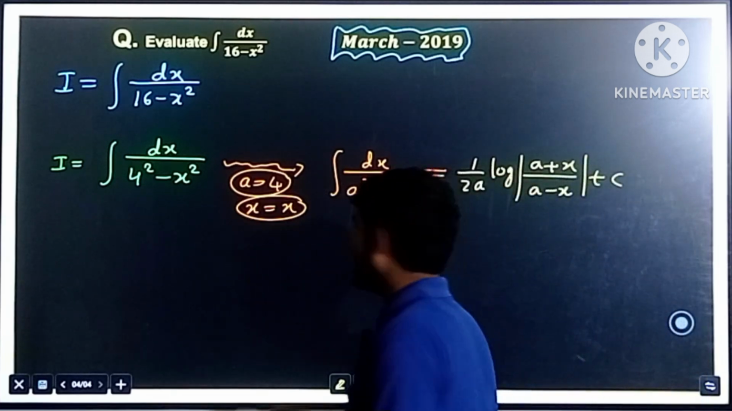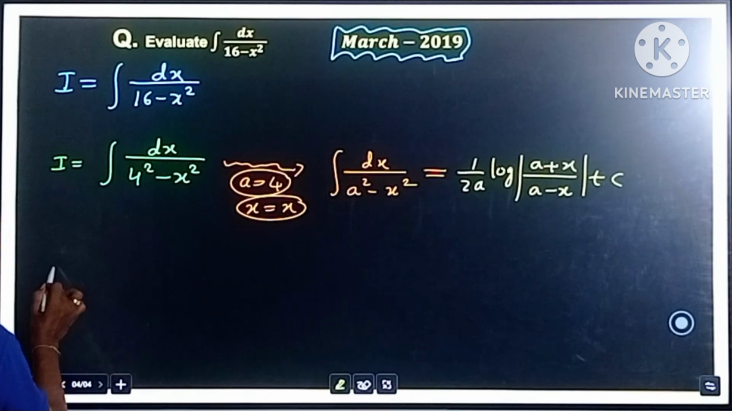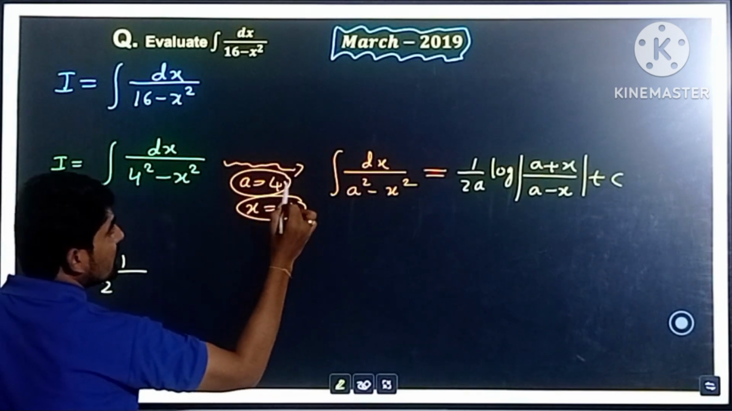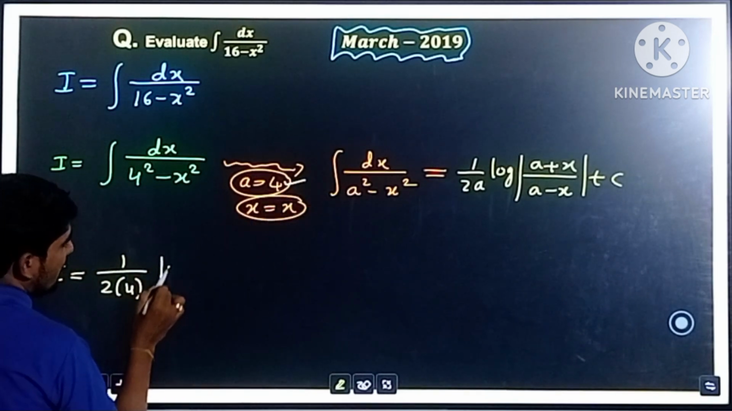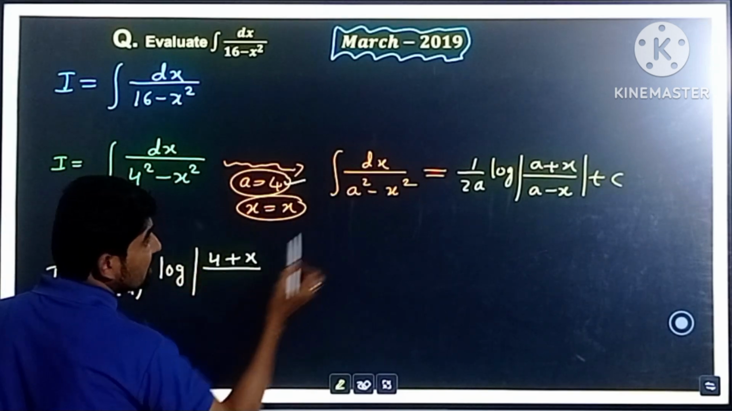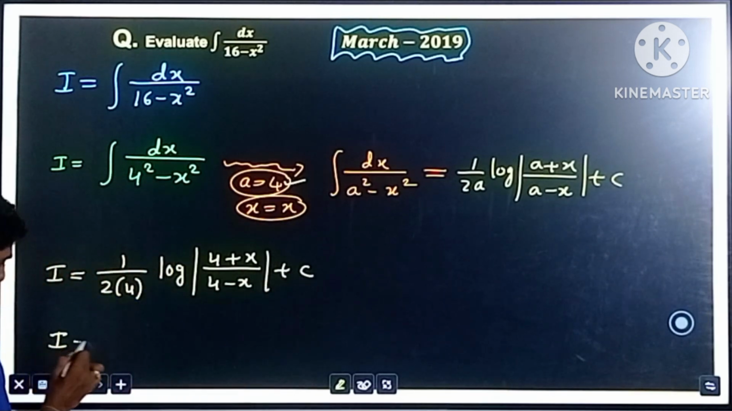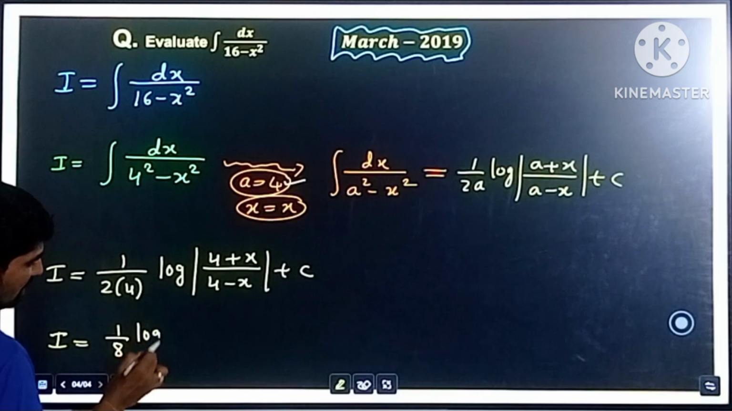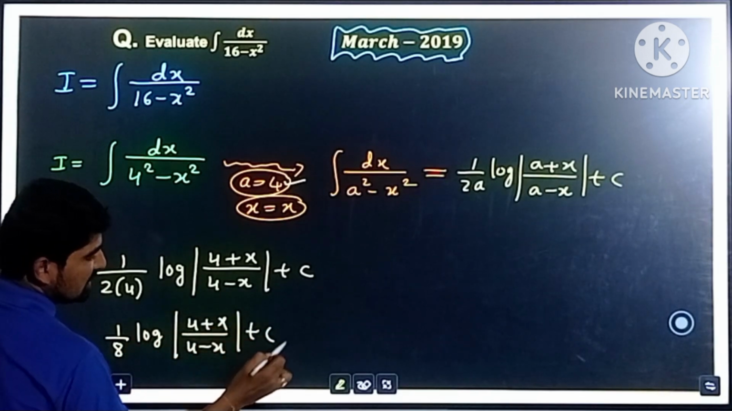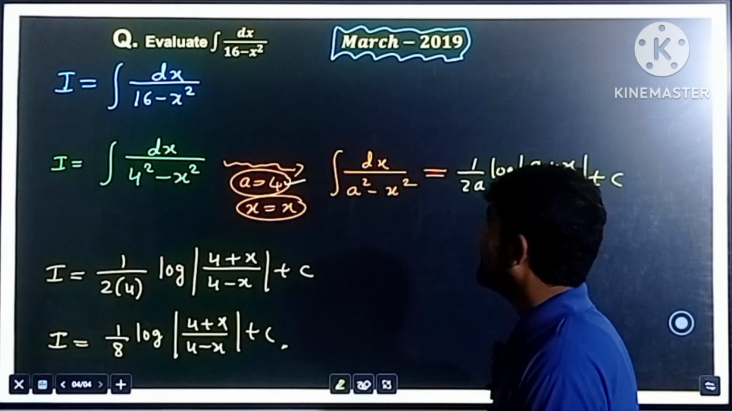So just substitute the value of a in this formula. That is the required answer for this given integration problem. So see here, I is equal to 1 divided by 2a, means 1 divided by 2 into 4, log of a plus x, means what? 4 plus x divided by 4 minus x plus c, or I is equal to 1 divided by 8 log of 4 plus x divided by 4 minus x plus c is the required answer. I hope all of you understood. Now let's start the next question.